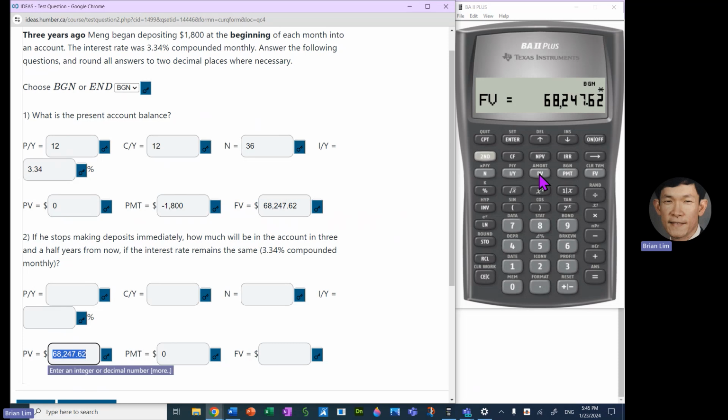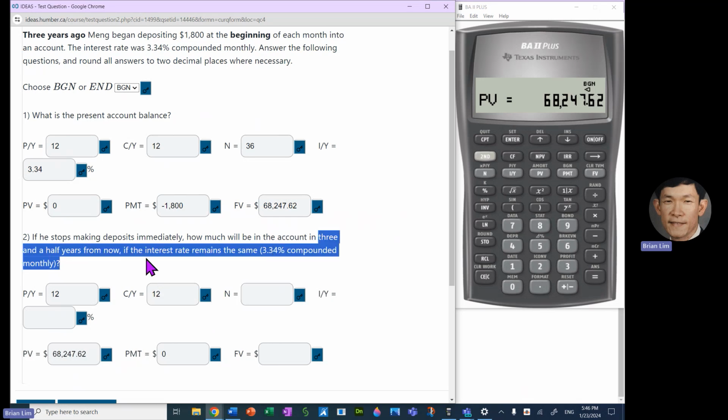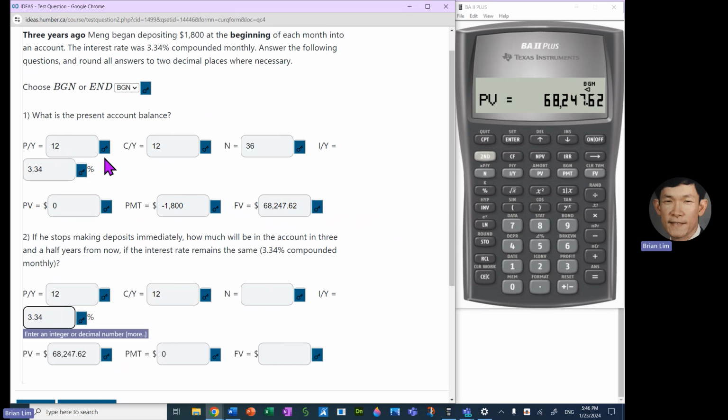On the calculator, we should click on present value to input it directly. PY is 12 and CY is 12, as previously indicated, monthly. Up here it was 3.34 compounded monthly, so it is the same. We'll leave N to be calculated using this 3.5 years. IY still remains 3.34 as stated right here. Now we can do our computations, and we will be computing the future value.